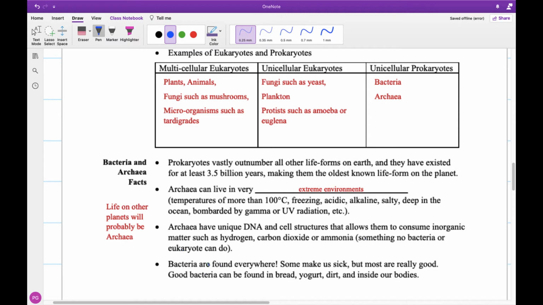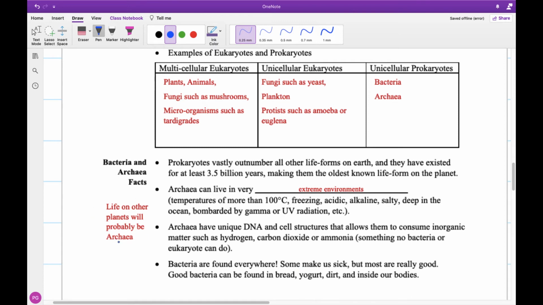Now, bacteria are a little more common. Some make us sick, but some actually help us, and a lot of bacteria is found inside our bodies, so in our digestive system and all throughout our body, and they help our body function properly. They can also be found in all sorts of our food, like bread, yogurt, in the dirt around us, even in the air.